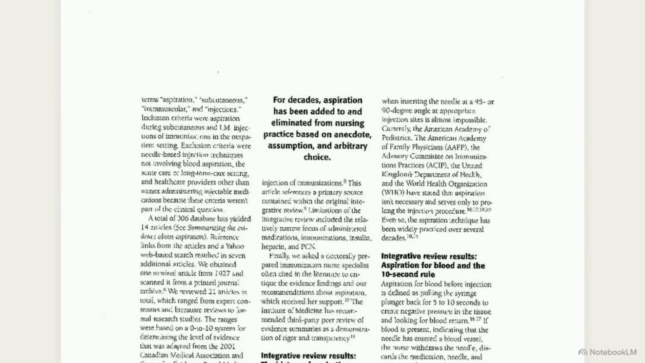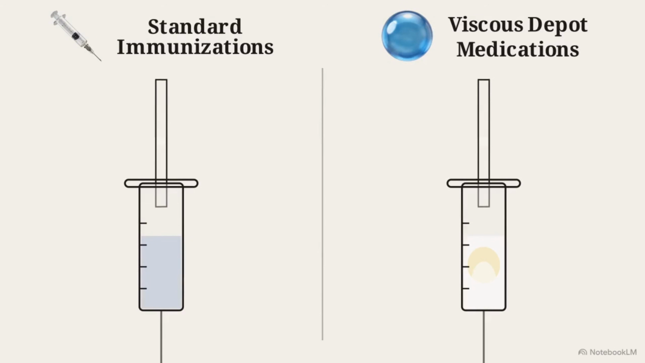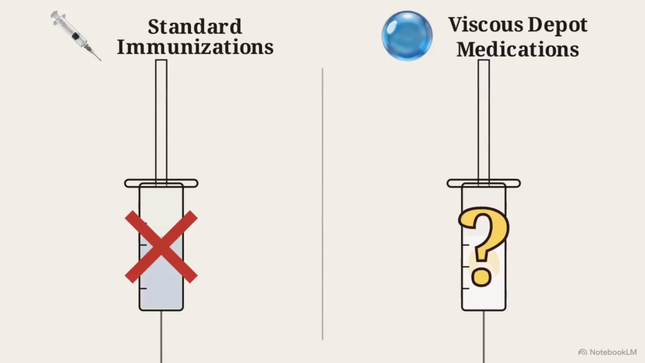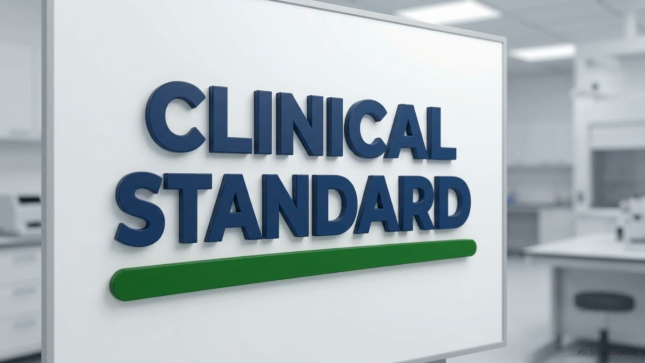Adopting these evidence-based standards requires examining historical nursing dogma. For instance, as highlighted in this literature review, the practice of aspiration for blood return was largely added to nursing practice based on anecdote, assumption, and arbitrary choice. Current data shows that while aspiration is entirely unnecessary for standard immunizations, it remains a debated precaution when injecting thick depot medications like penicillin. But while aspiration is debated, the necessity of the Z-track technique is not.